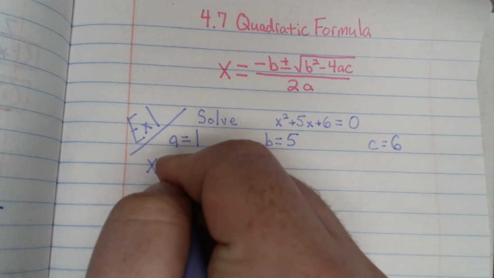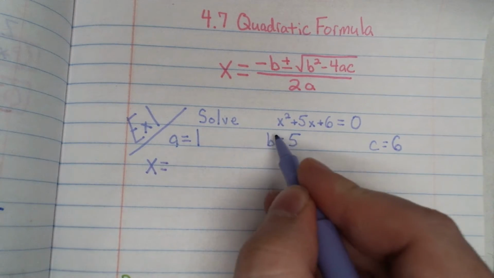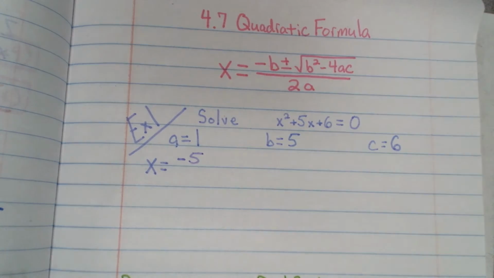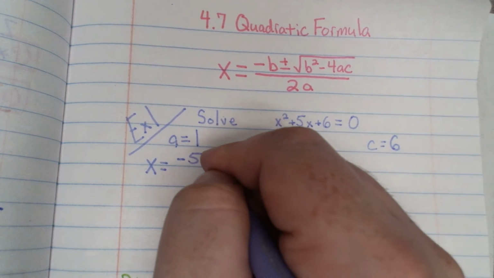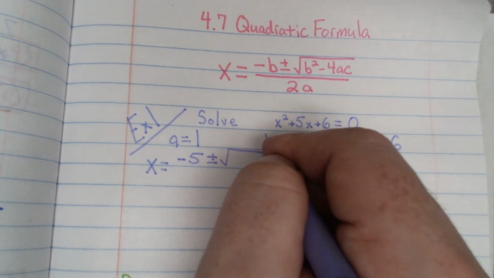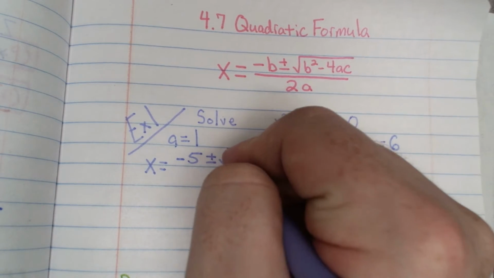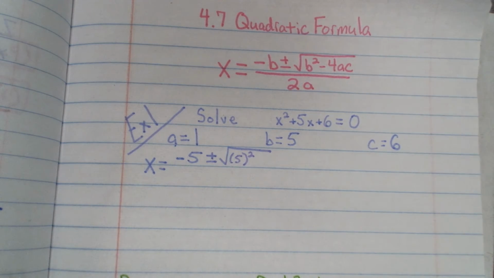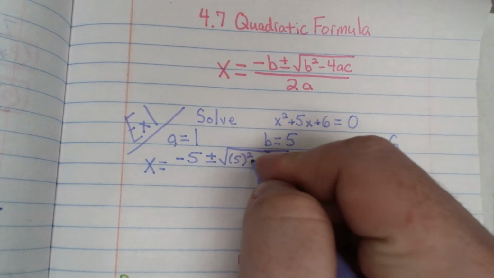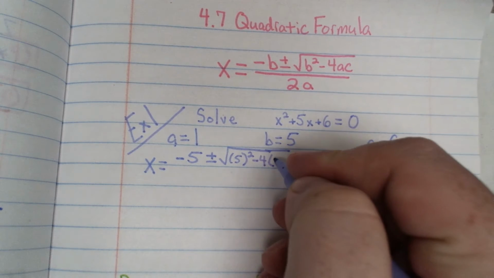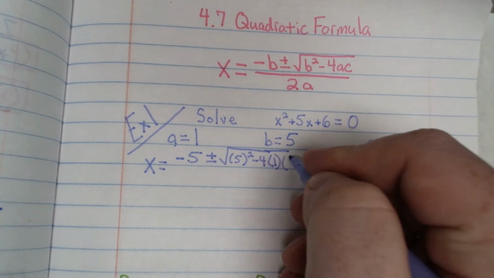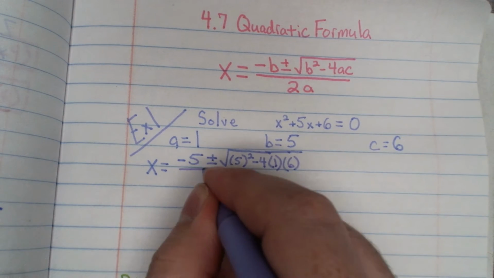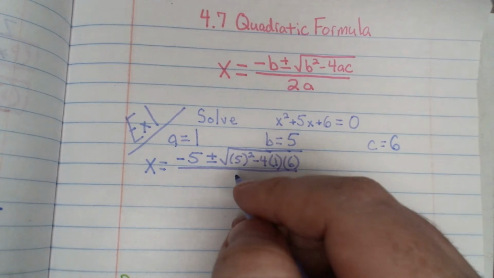So we've got x equals negative b, which means if b is 5, negative b is negative 5, plus or minus the square root of b squared, which is 5. I always put b squared in parentheses. I put the b in parentheses and then square it to make sure that I have that correct. Minus 4 times a, which is 1, times c, which is 6. All over 2a, which is 1.